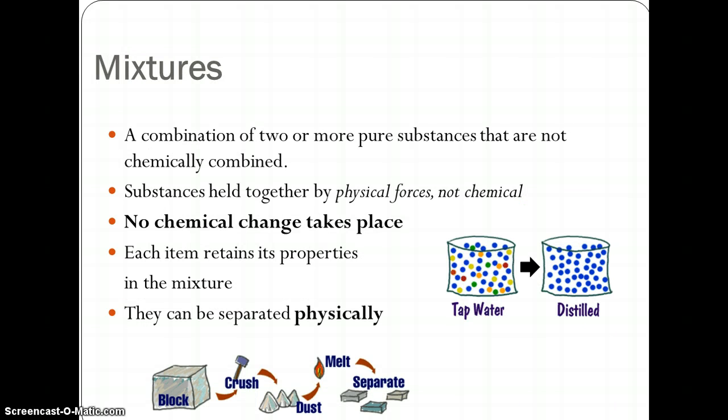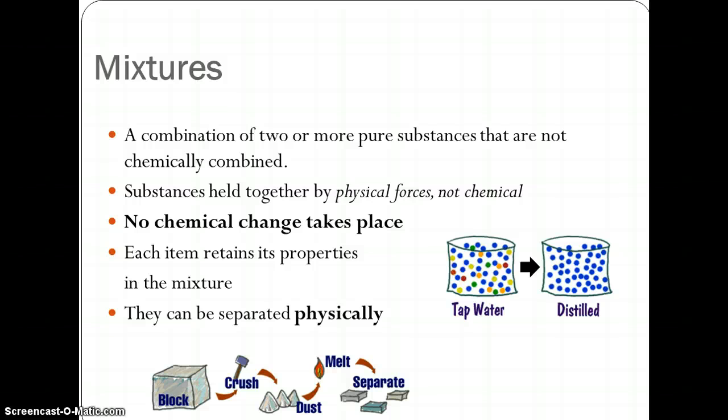Mixtures, however, are combinations of two or more pure substances that are not combined chemically. So they're not stuck together chemically. They're kind of just mixed together, which is why they're called a mixture. There's no chemical change that's taking place when mixtures are formed, and each item keeps its original properties in the mixture.